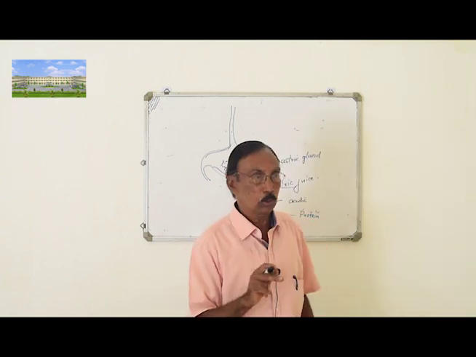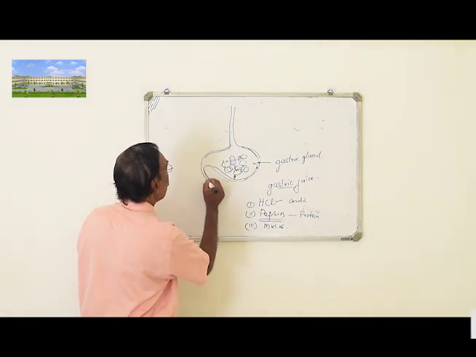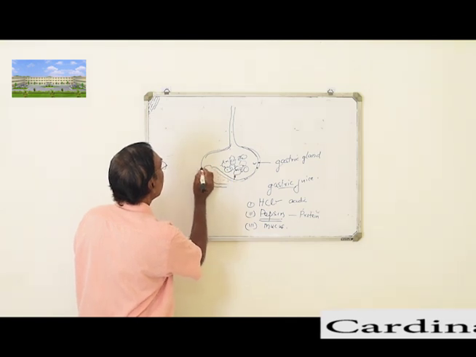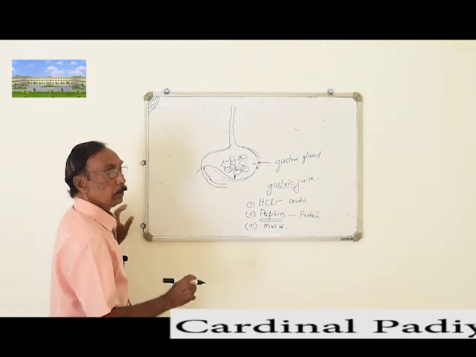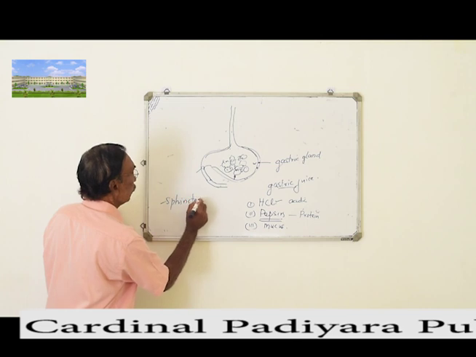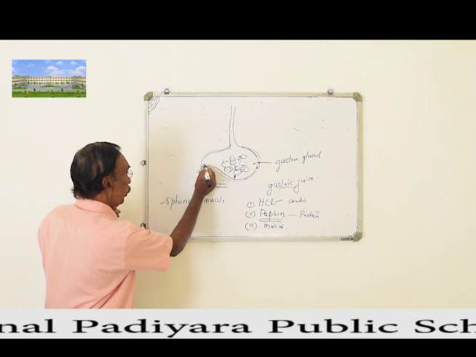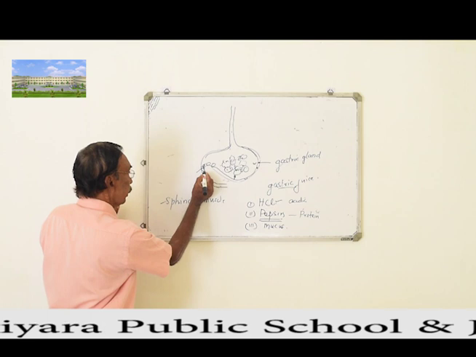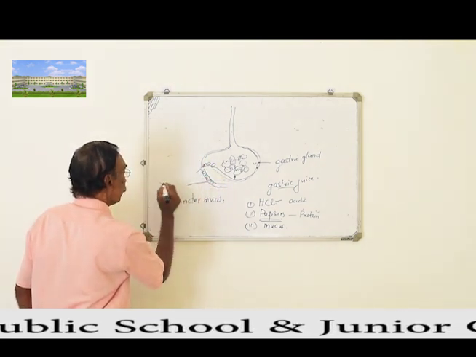Now the food is slowly moving from the stomach to the small intestine. This is the small intestine, and there is a special type of muscle at the entrance. This kind of muscle is called sphincter muscle. This sphincter muscle will open and the food will slowly go inside. When the food comes here, only then will it open, and then the food will move down to the small intestine.